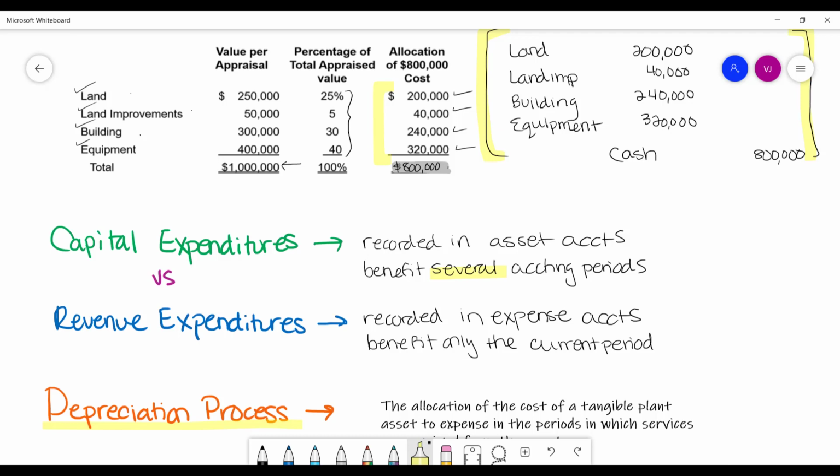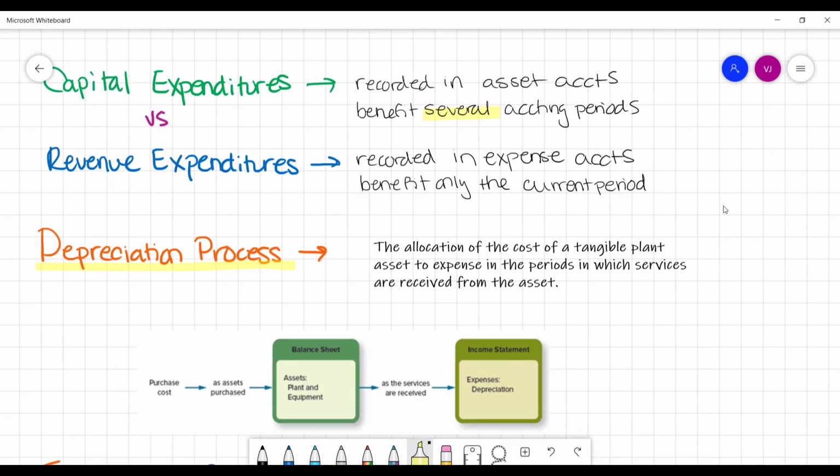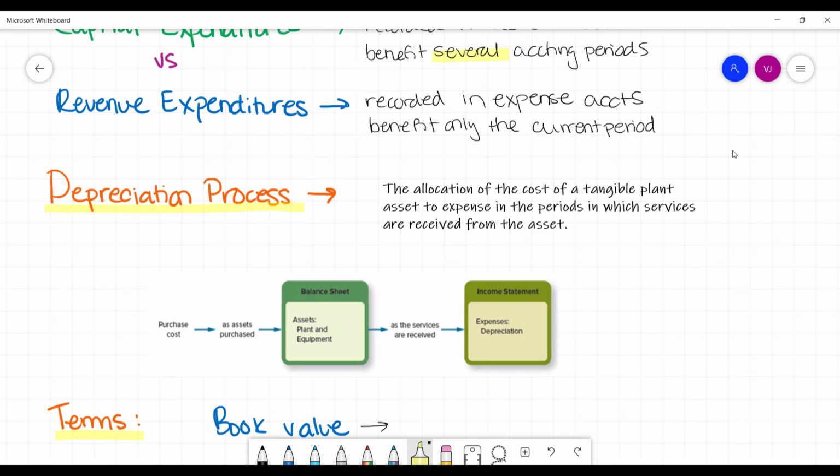Okay. Well, the important thing here is that revenue expenditures, they're not depreciable because they're not considered assets. They're just expensed out. But some capital expenditures are depreciable, like buildings or equipment or land improvements. So the whole depreciation process, that is where we allocate the cost of a tangible plant asset to expense in the periods where we are going to receive benefit from that asset.